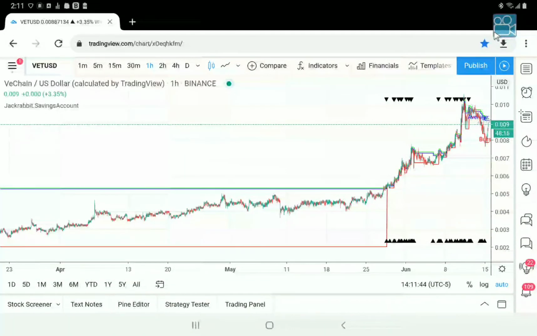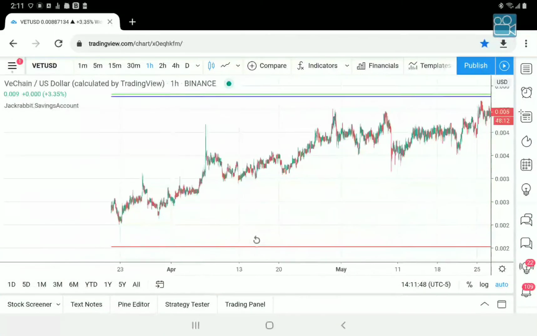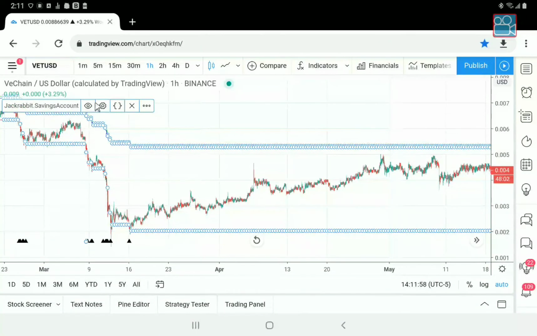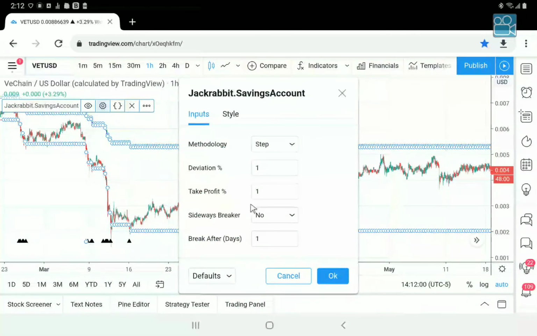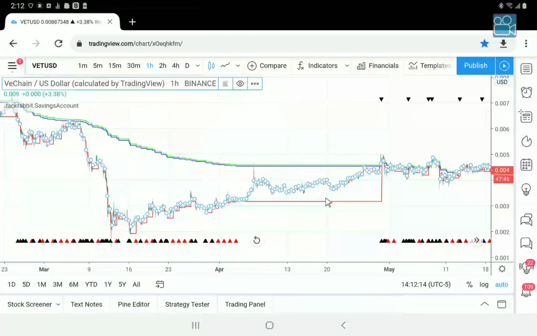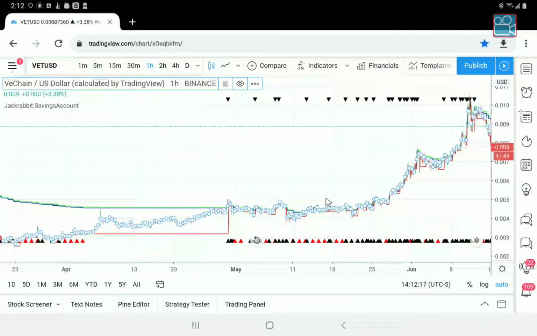VET. This is a funny coin. You see it stayed in a long channel for 3 months like most other coins. Let's see how it looks with the sideways breaker. It looks like it recovered fairly decently. More missing TradingView data, but overall, this coin seems to have done pretty good.